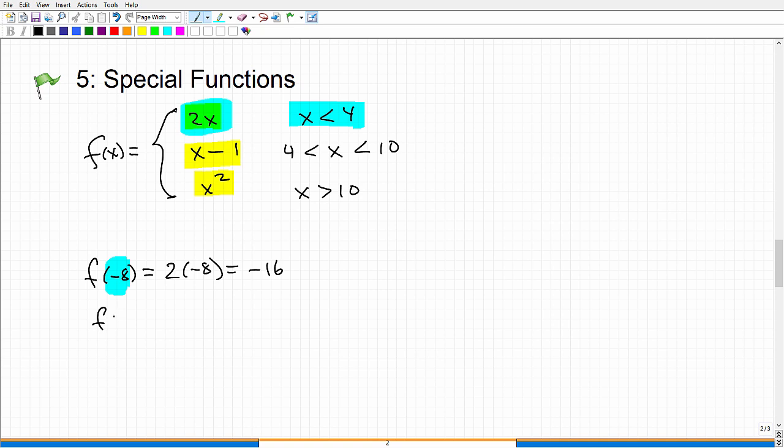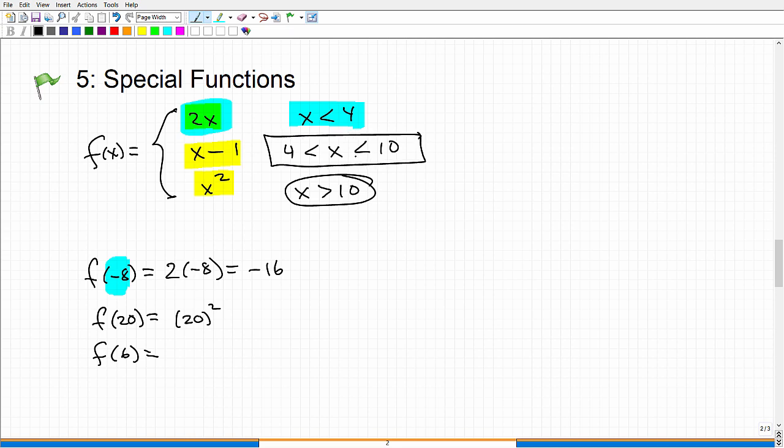If I wanted to find what f of 20 is, I would say, okay, where's 20 at here? Well, 20 is a number greater than 10, so it would be 20 squared. If I wanted to find f of 6, 6 is between 4 and 10, so I would use this rule here. So that would be 6 minus 1. That's an example of a special function that you definitely need to know.